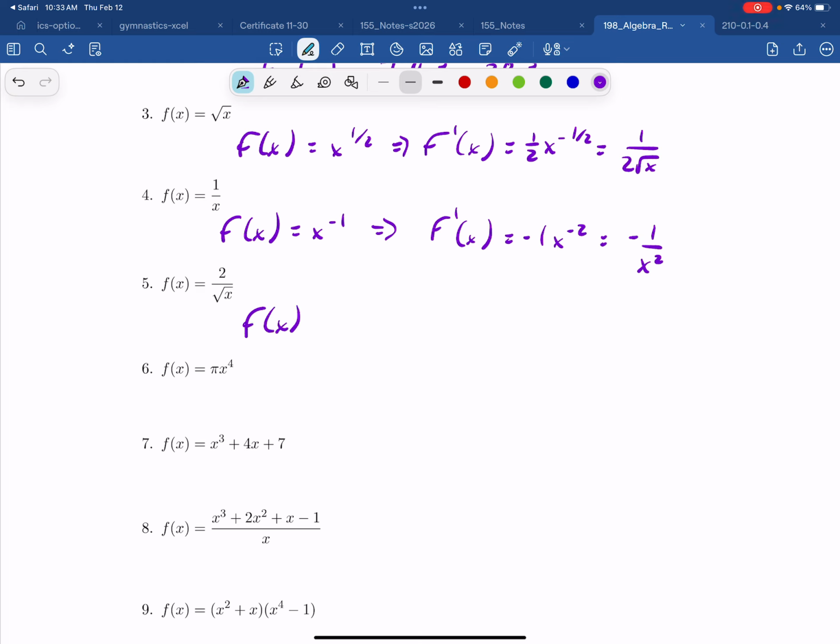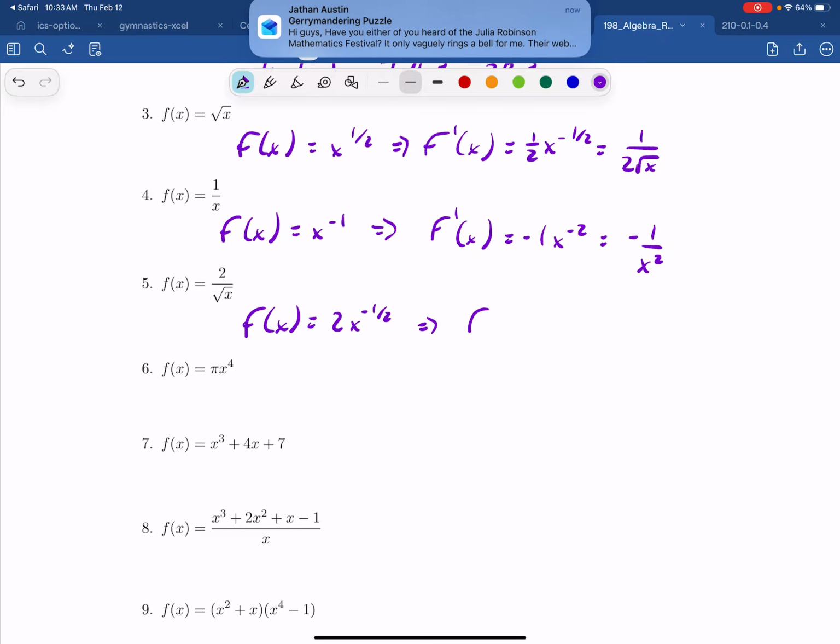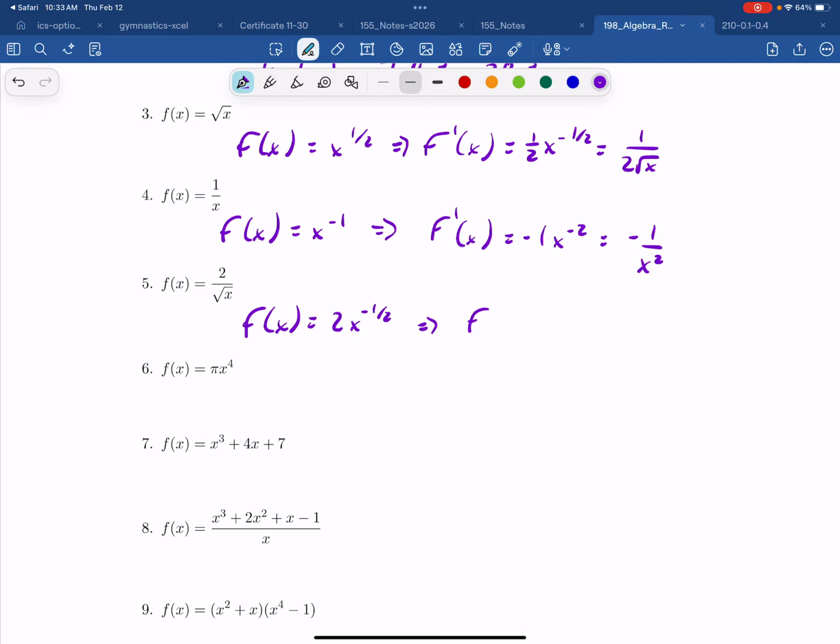Here, we're also going to rewrite f of x to be 2x to the negative 1/2. And this means that f prime of x equals 2 times negative 1/2 x to the negative 3/2. And if we simplify that a little bit, we get negative, and we can write 1 over the square root of x cubed. Look at that.